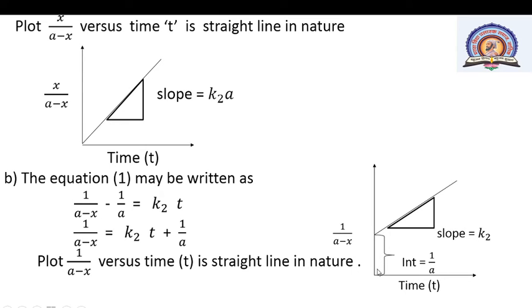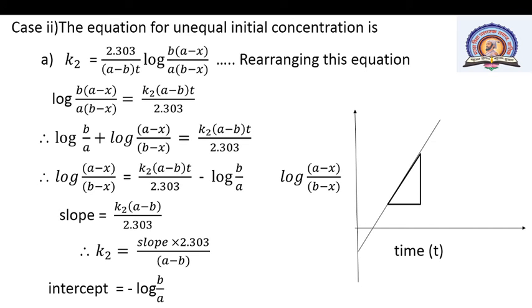Now the slope is equal to k2 and the intercept is equal to 1 upon a. Once the slope is obtained, we get the value of the rate constant, that is k2. Then the graphical representation for case second.